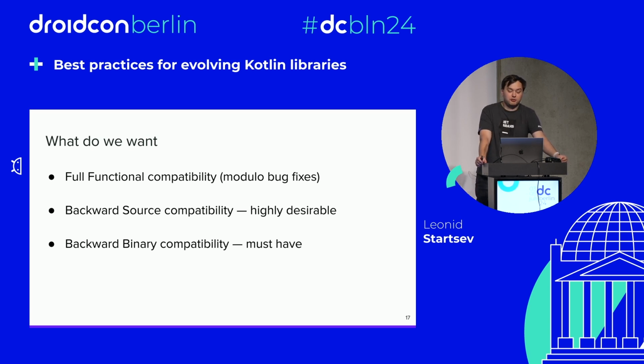For backward source compatibility, it is highly desirable, but it is not as problematic because when you break only the compilation of the code, someone can actually edit this code to fix the problem. And for backwards binary compatibility, it is, in most cases, an absolute must-have for the library because of problems with transitive dependencies and the ability to fix them for application developers.